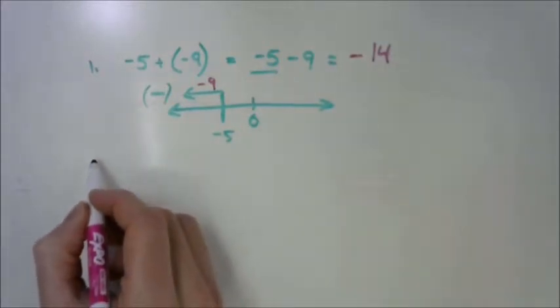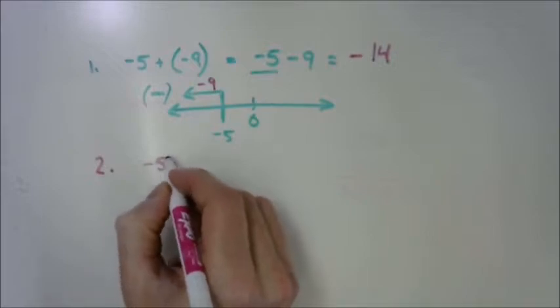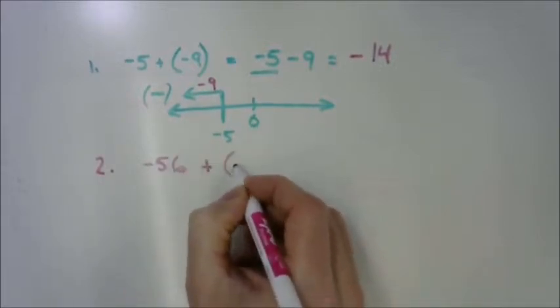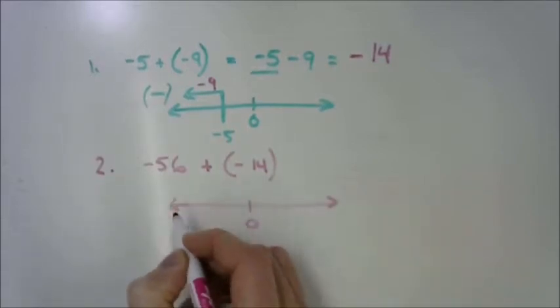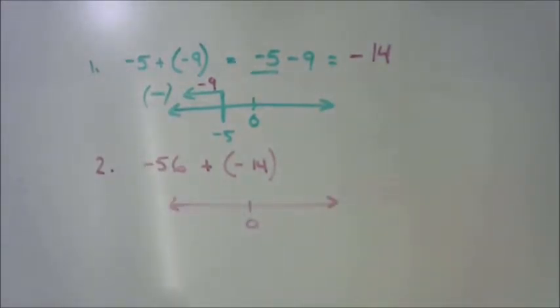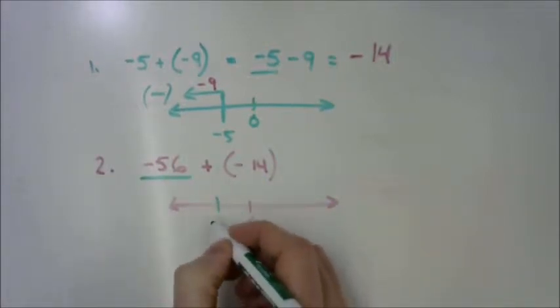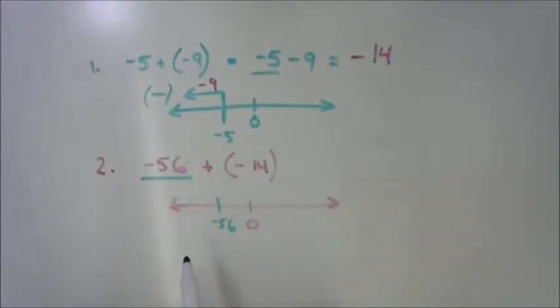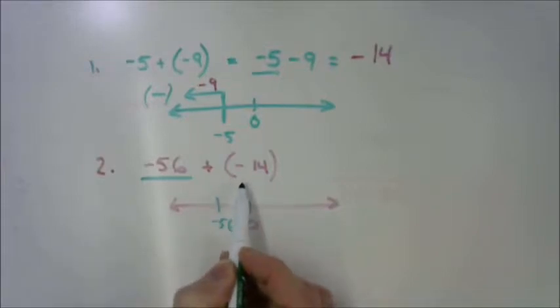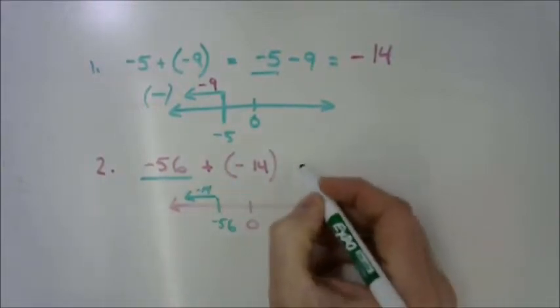We're going to continue to use our number line, and we'll move to number 2. Number 2 is negative 56 plus negative 14. So on our number line, where are we starting? To the left of 0 or to the right of 0? We're starting to the left of 0. And which way are we moving? Yeah, we're getting more negative. That's another good way to think of it. So we're heading to the left, 14 more to the left.